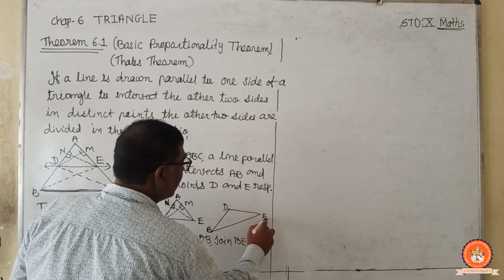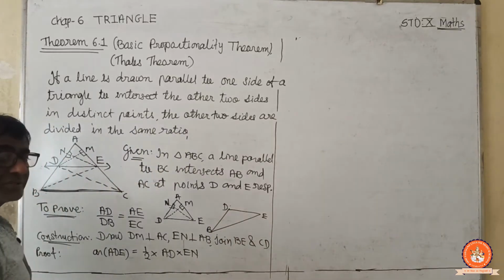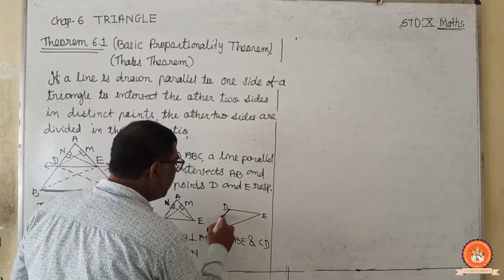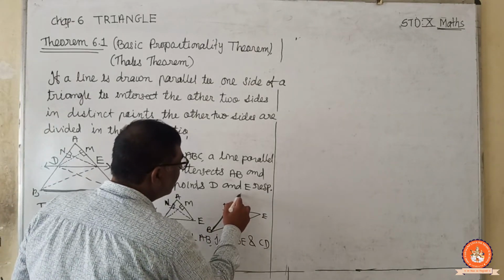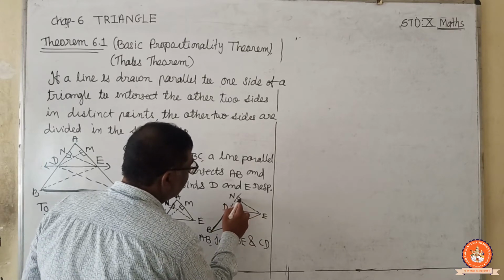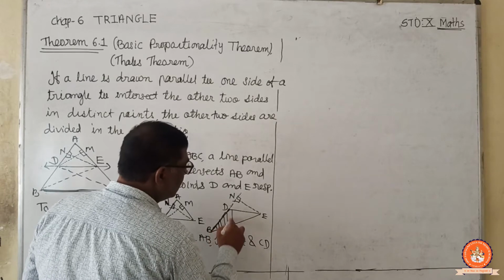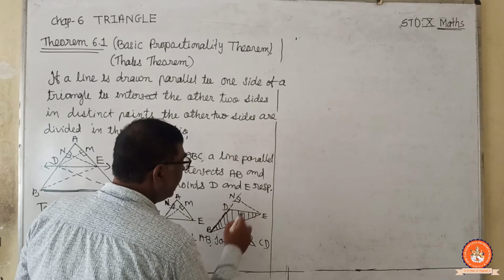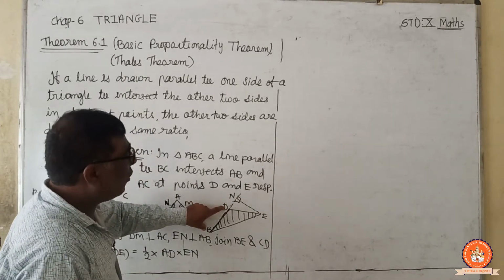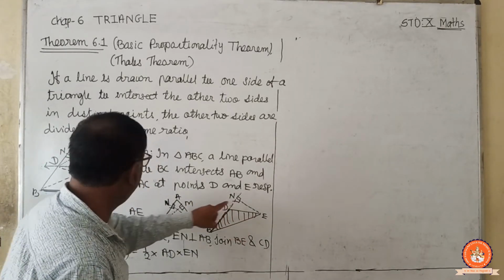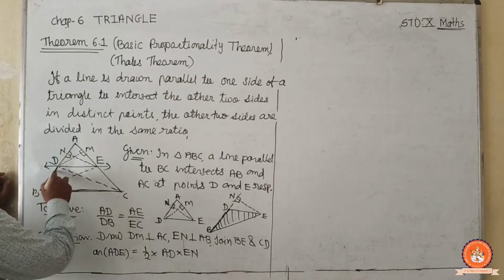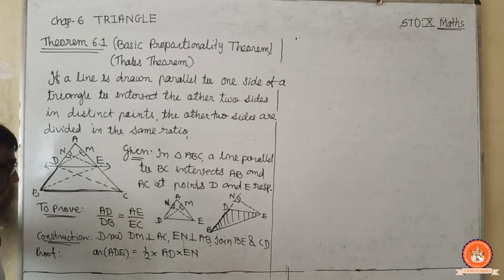BDE. Okay, it's an obtuse angle triangle BDE. Looking at the base BD, it has altitude EN here. So this triangle is BDE, and on the base BD the corresponding altitude is EN. You can see that EN is the altitude on base BD in triangle BDE.